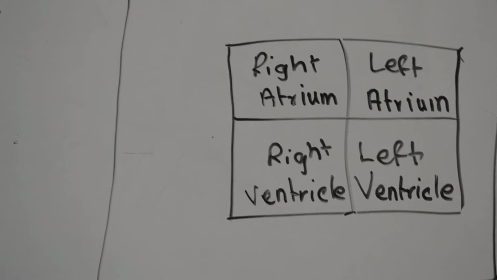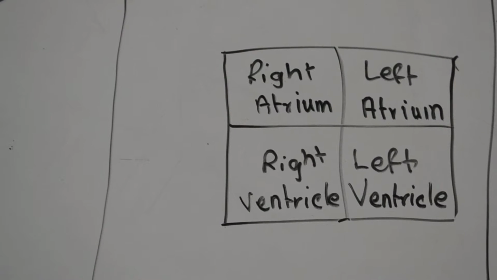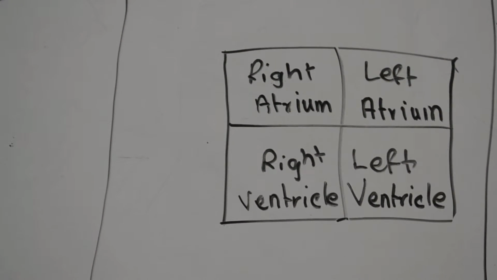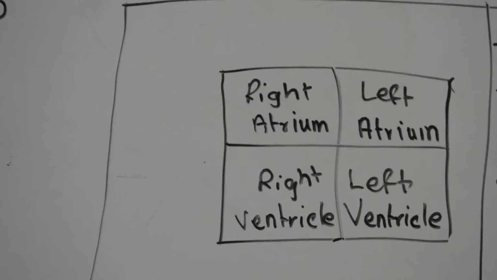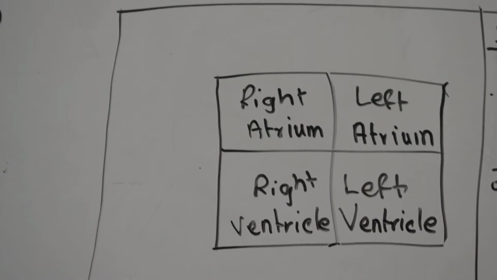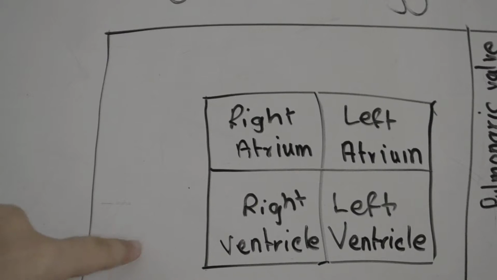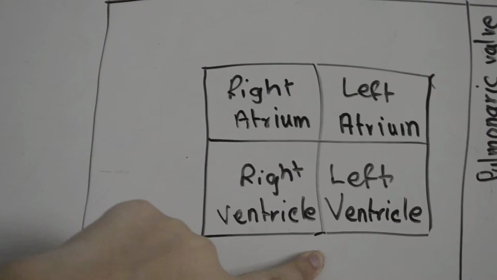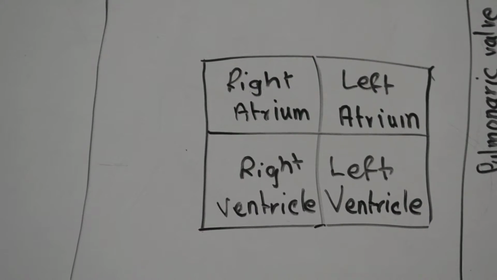So the first drawing shows the four chambers of a heart. On the upper side the atrium and the lower side the ventricle. Right side the right atrium and the right ventricle, and on the left side left atrium and left ventricle. Now let's move on to the second drawing.